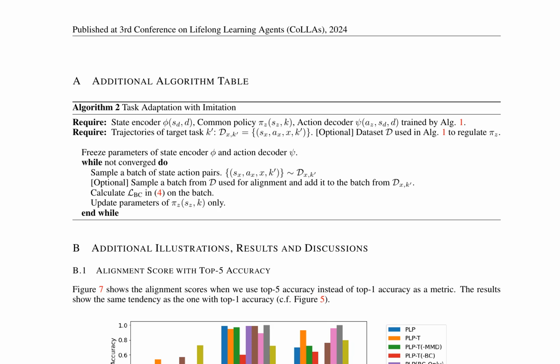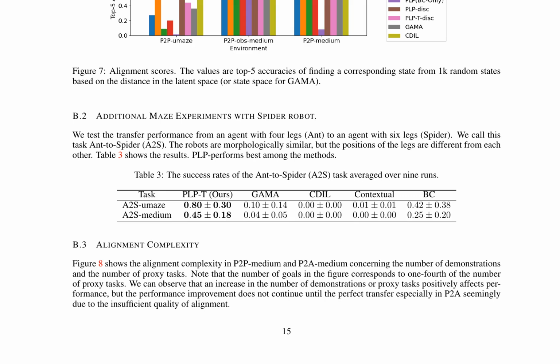The additional algorithm table presents a novel approach to task adaptation using imitation, where the state encoder and action decoder are trained using algorithm 1. This method demonstrates the ability to adapt to new tasks by leveraging a dataset used in ALG 1 for regularization. The results show a significant improvement in alignment scores when using top 5 accuracy, as seen in Figure 7.